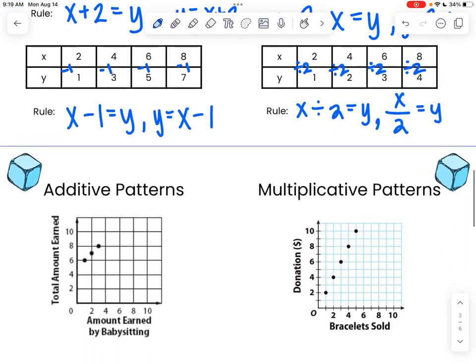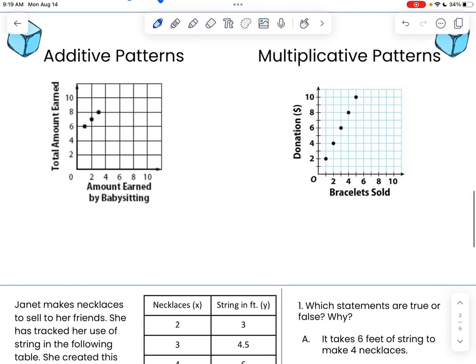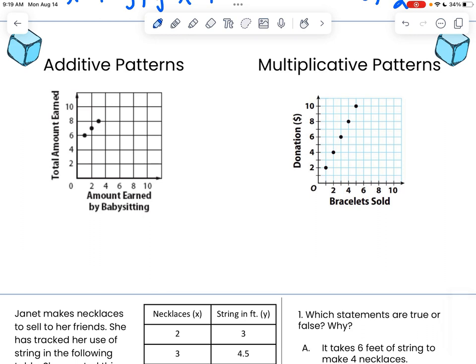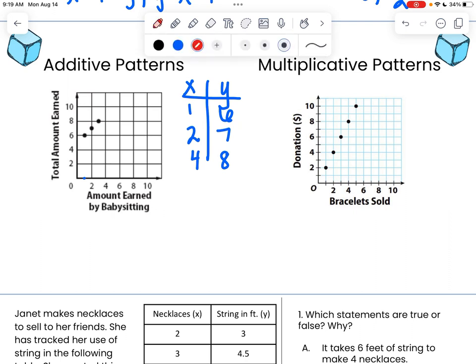So now we've seen additive and multiplicative patterns in tables, we want to look at them in graphs. So when I see my graph, I see some points that I can put into a table. I have the first point, which is 1, 6, 2, 7, and 4, 8. So I see 4 times 2 is 8, but that does not work for 2 times 2 to get to 7, or 1 times 2 to get to 6. So then I'm looking at additive, and I see 1 plus 5 is 6, 2 plus 5 is 7, and 4 plus 5.